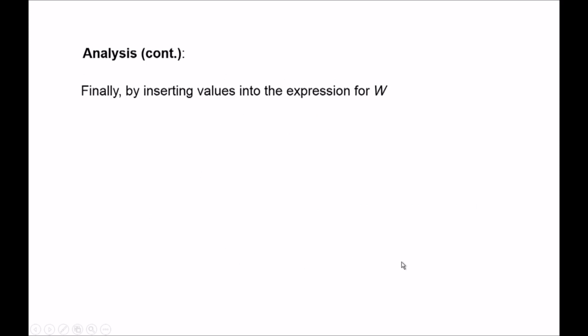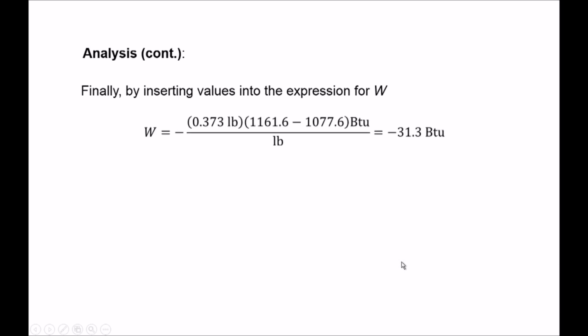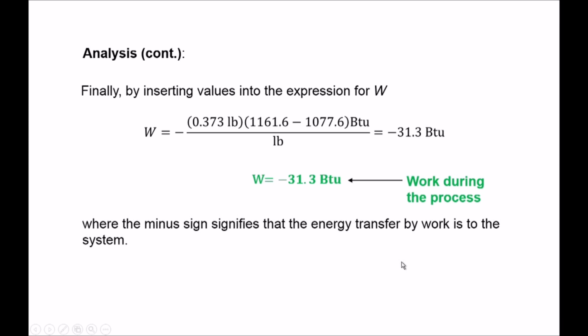Finally, by inserting numerical values into the expression for the work W, we get the following, giving us a value of W equal to minus 31.3 BTU. This is the second answer we were asked to determine, the work during the process from 1 to 2, where the minus sign signifies that the energy transfer by work is done to the system by the mechanical shaft driving the mixing paddle.